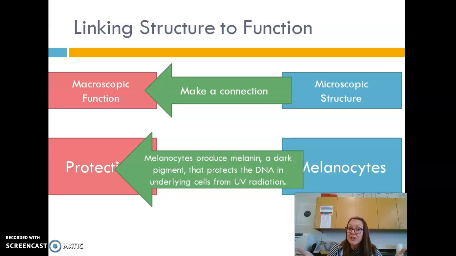Melanocytes provide protection, and I could say they simply just provide UV protection, but that doesn't say how. It doesn't link clearly structure to function. Here's how. Melanocytes produce melanin, which is a pigment, and I go one step further. That pigment then protects DNA in nearby cells from UV radiation. That's how you link microscopic structures on one scale to big picture functions on another scale.